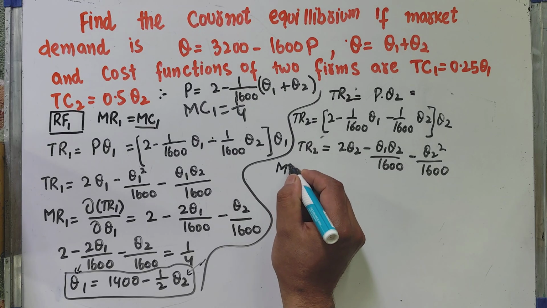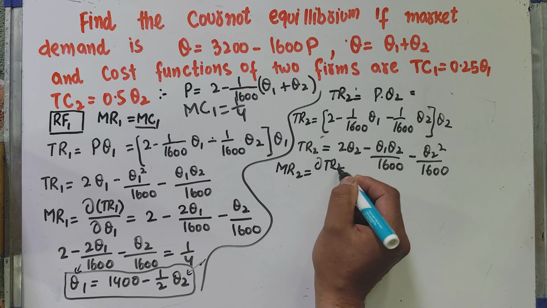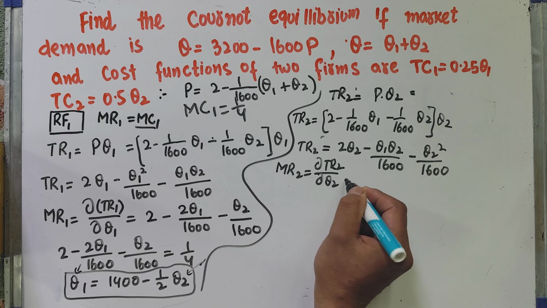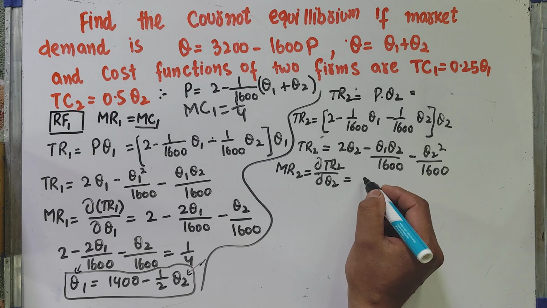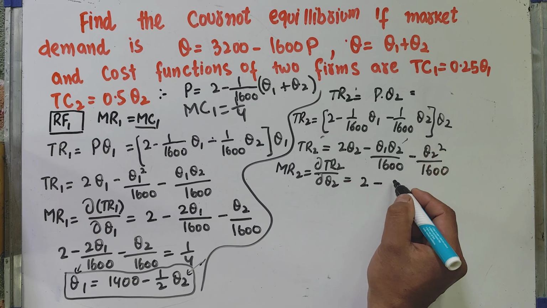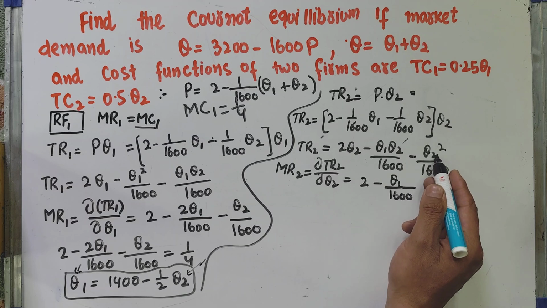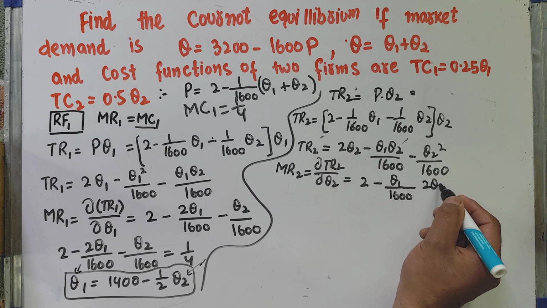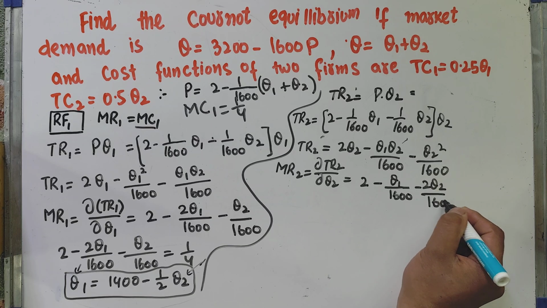Now we find the marginal revenue of firm 2, that is the change in the total revenue of firm 2 due to the change in the output of firm 2. So partially differentiating with respect to Q2, derivative of 2Q2 is 2, minus here derivative of Q1 Q2 with respect to Q2 gives Q1 upon 1600, and here derivative of Q2 square is twice Q2 divided by 1600.